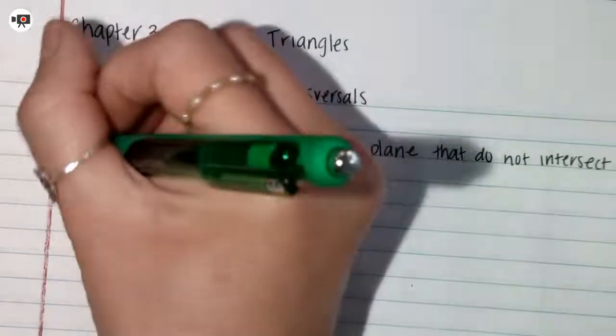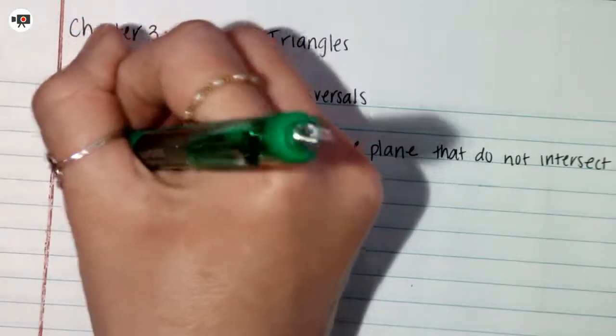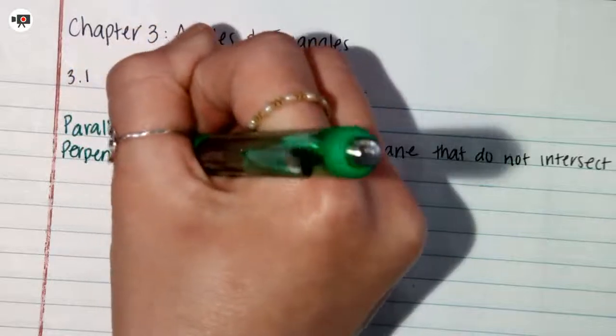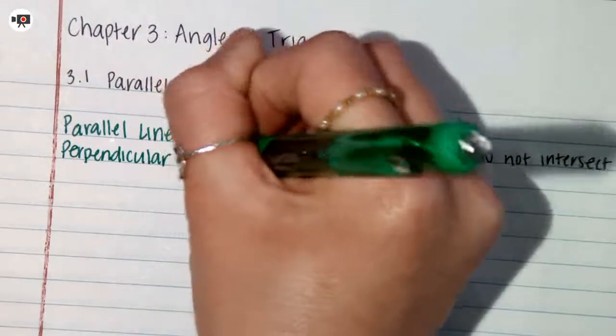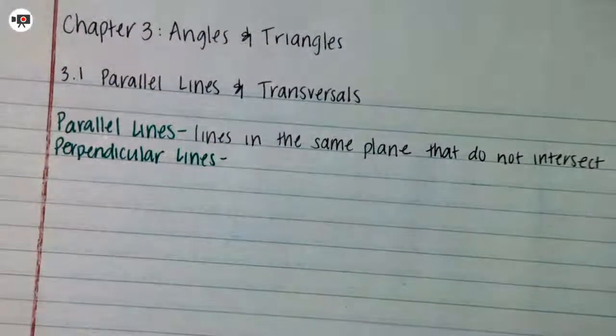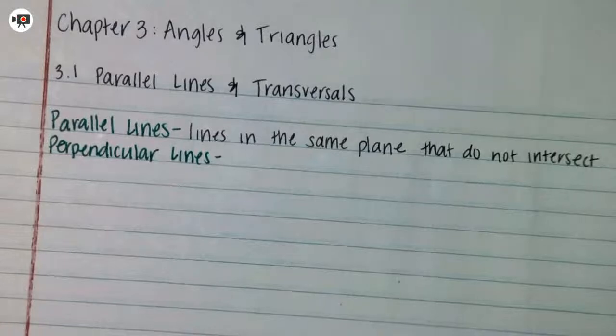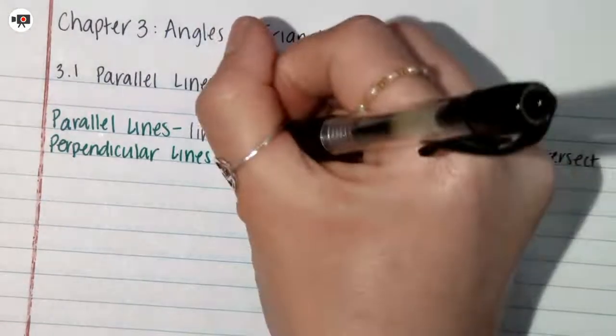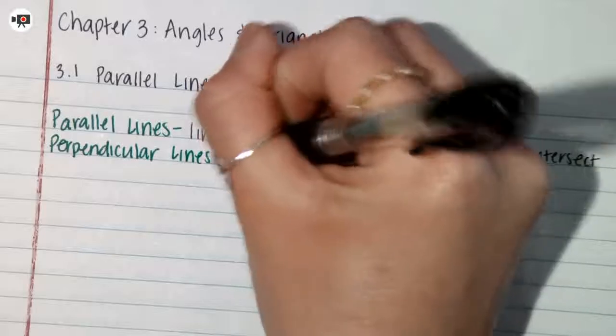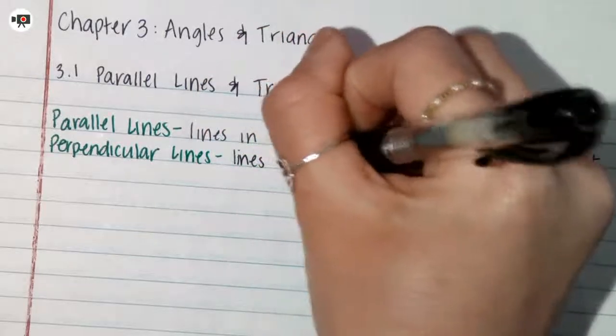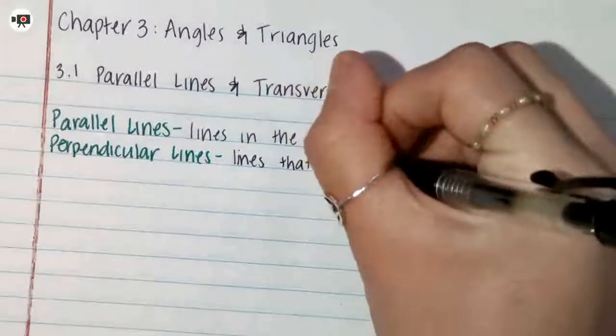Then we have perpendicular lines. And perpendicular lines are kind of the opposite of parallel lines. Perpendicular lines are lines that intersect at right angles.